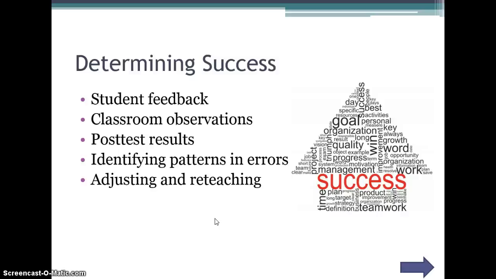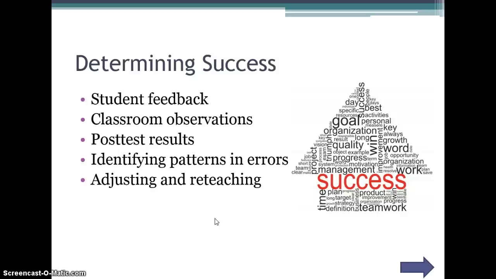For classroom observations, I would look at how the students are engaged in the lessons, if there's any problems that we're seeing, and the post-test results will show me what exactly students have learned from the lesson. I can compare it to the pre-test to see the student growth.